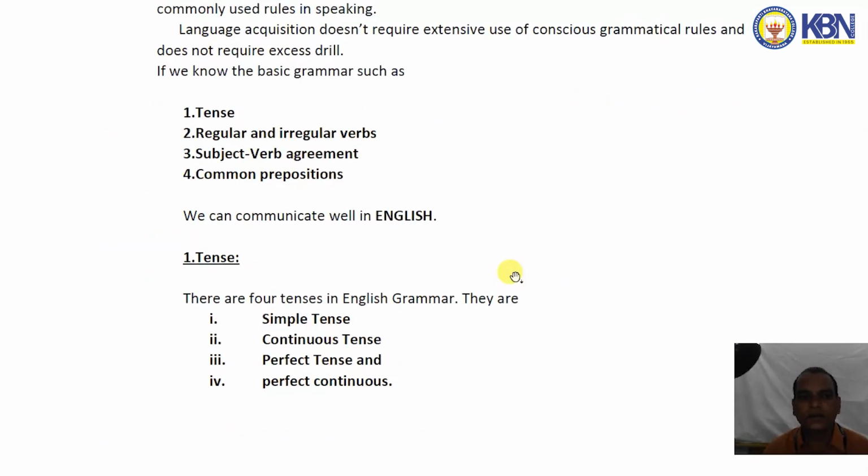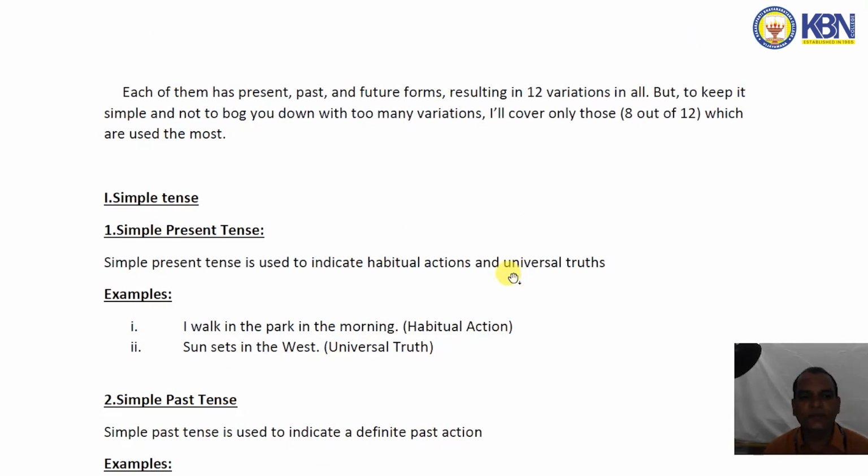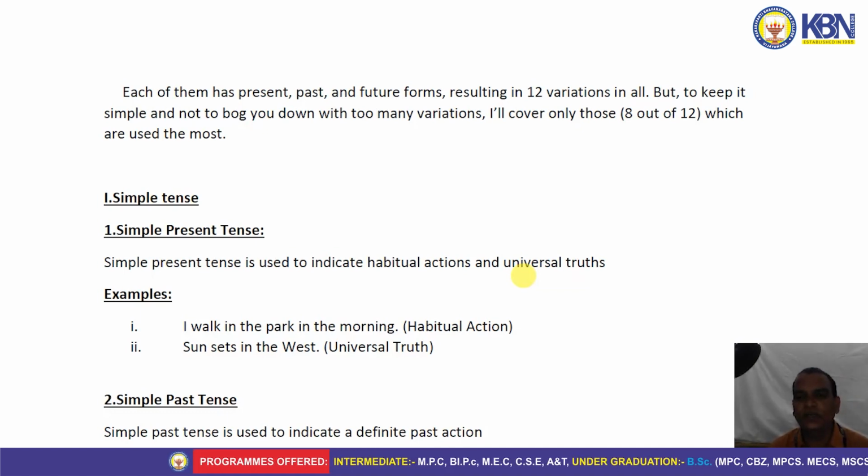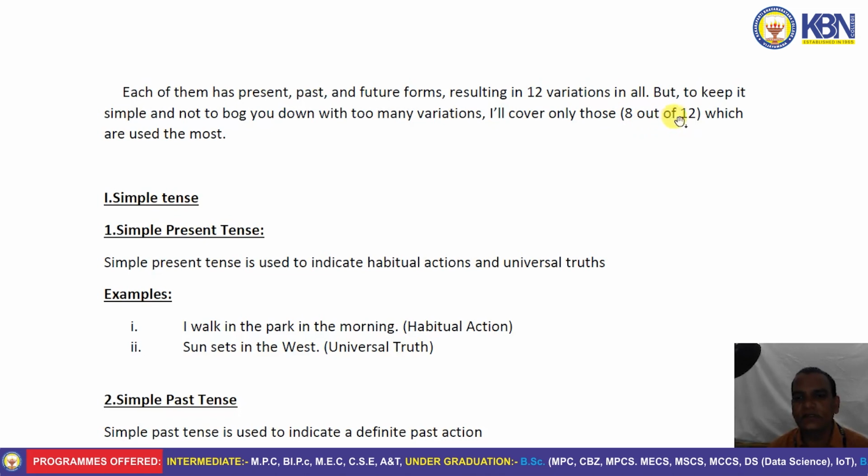Each and every tense has present, past and future forms. Each tense has its own forms, resulting in 12 variations in all. But to keep it simple and not to bog you down with too many variations, I will cover only 8 tenses out of 12, which are used the most in our communication skills.